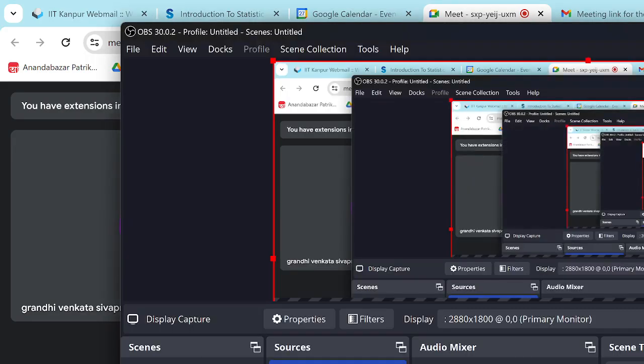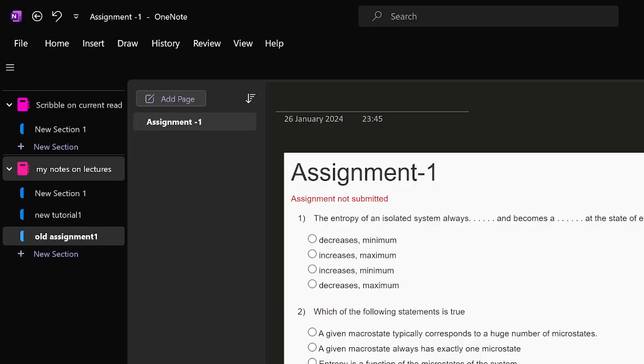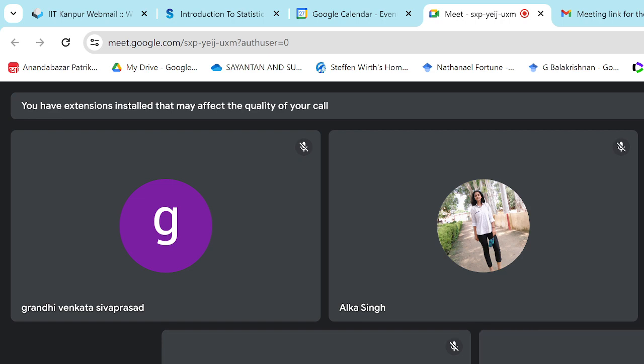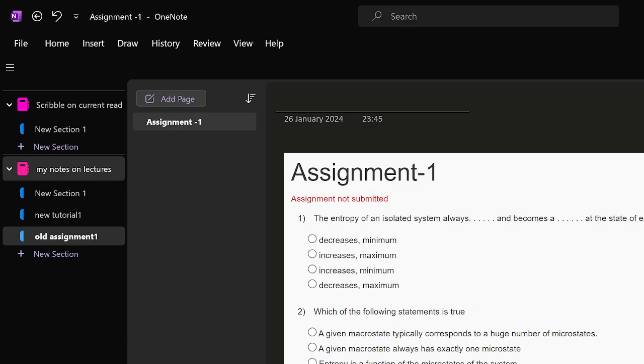Yeah, right. That is correct. Entropy of the system should always increase, because you know from the second law of thermodynamics itself that entropy of an isolated system can never decrease. It is always either constant or it should increase, right? In the options you are given, there are two options, either decreases or increases. So the obvious answer will be it increases, and then it becomes a dash at the state of equilibrium. So what will be the answer?